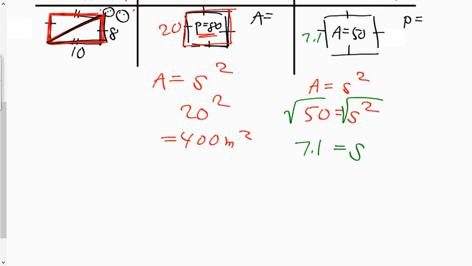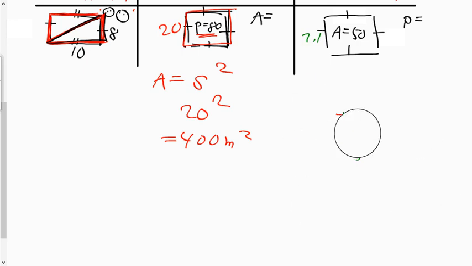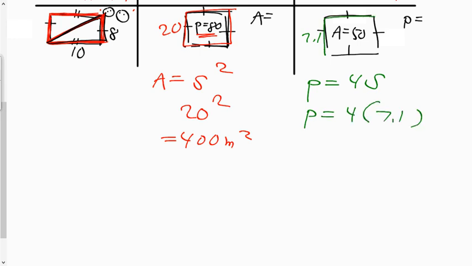So now we know that the side length of the square is 7.1, and its perimeter will be equal to 4 multiplied by that, or the perimeter will be 4 7.1s, because it'll be 7.1, 7.1, 7.1, 7.1, which the perimeter therefore would be 28.4 meters in length.